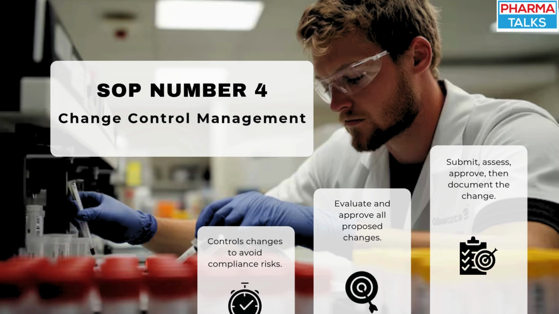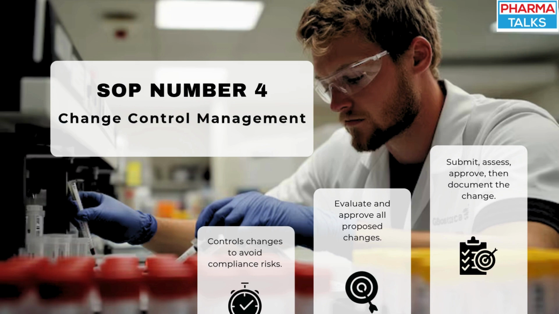SOP number 4 covers the management of changes to processes, equipment, materials, or documents within the quality management system. It's important to ensure that any changes are properly evaluated, approved, and implemented to avoid any negative impact on product quality or compliance. The procedure requires a formal request for change, followed by an assessment of the potential impact, and then approval by authorized personnel. It also includes provisions for documenting the changes, updating relevant documents, and providing necessary training to staff.